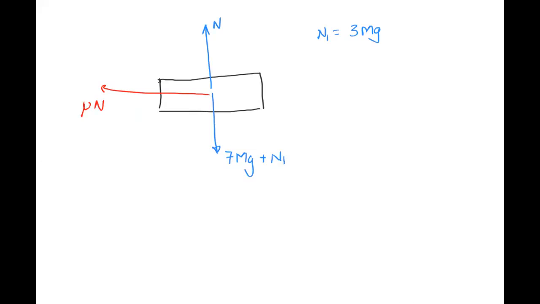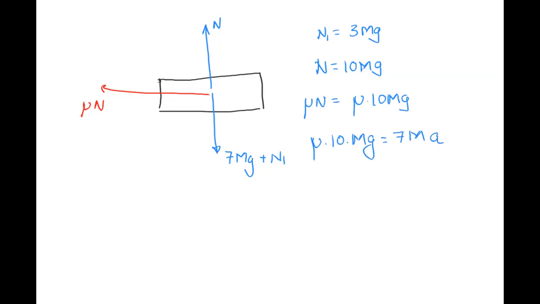N1 is equal to 3mg from the upper block. So N is equal to 10 mg. Mu N is equal to Mu into 10 mg, which must be equal to ma. So A is equal to 10 by 7.